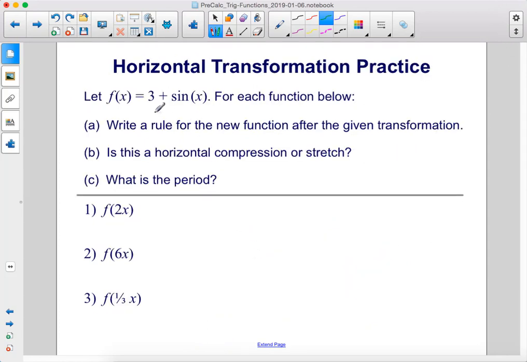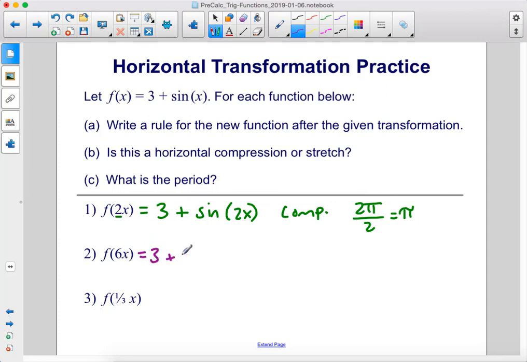Let f of x equal 3 plus sine x. For each function below, first, we're going to write a rule for the new function after the given transformation, determine whether it's a horizontal compression or stretch, and what's the new period. All right, so here, this is going to be 3 plus sine of 2x. Because b, this value here, is greater than 1, this is a compression. And the new period is 2 pi divided by b, so the new period is pi.